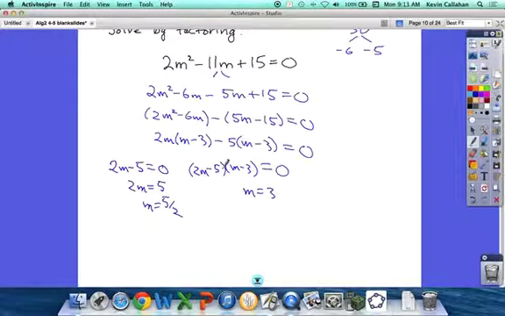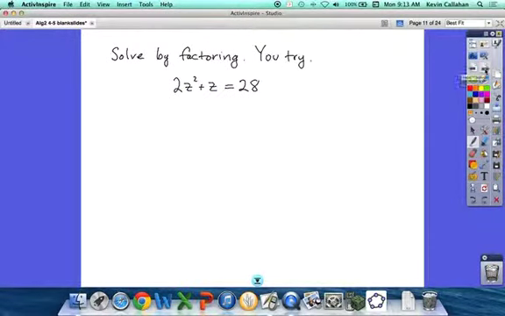Okay, that's good. I think I got it. Are you all right, Brandon? Okay. Try to do the same thing with that one. What do you have to do first? You got to get the 28 onto the other side, right? It's got to be standard form equals 0 before you start.